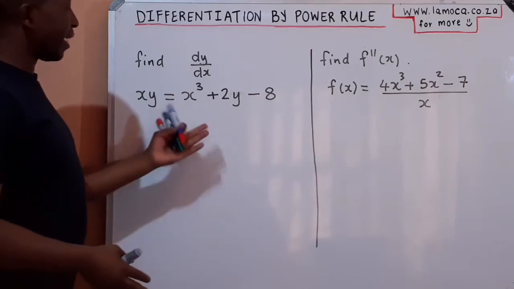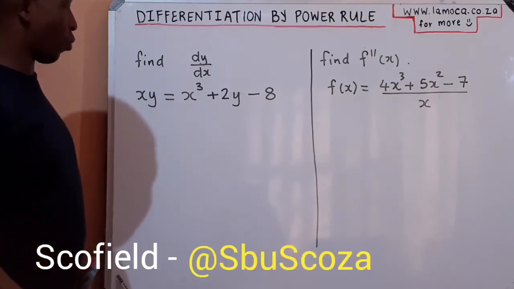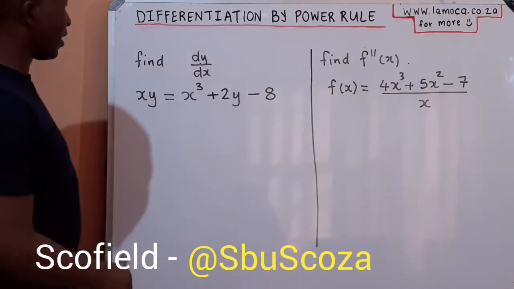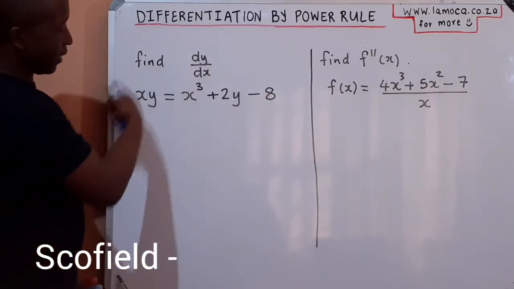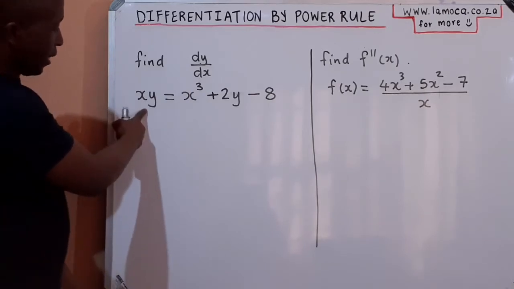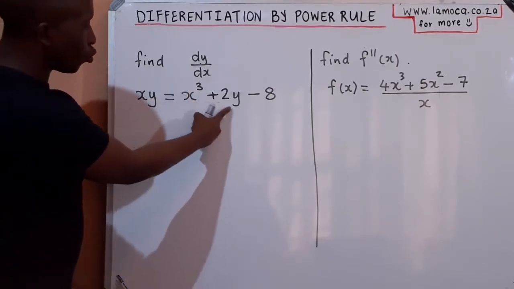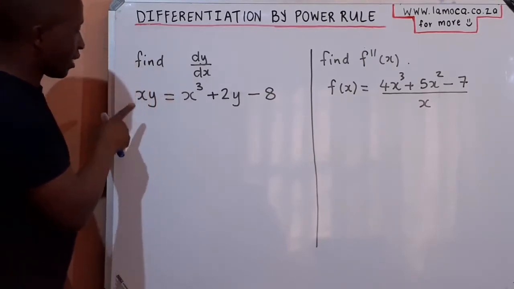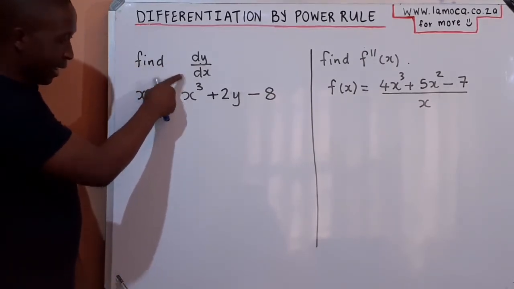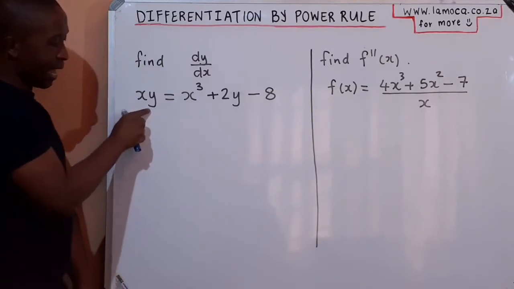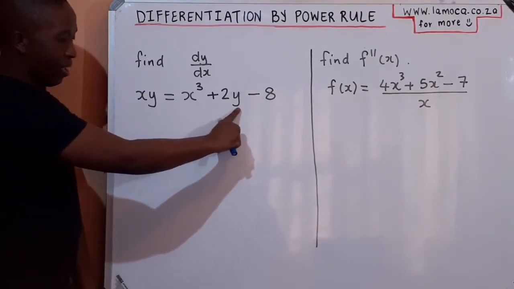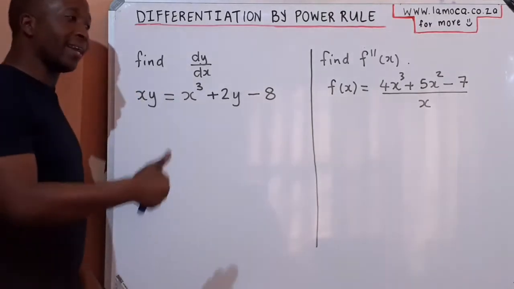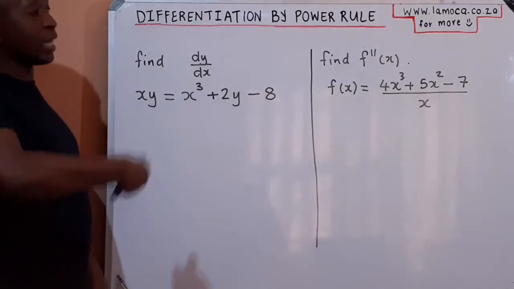Okay, let's take another set of examples where we have to find the derivative using the power rule. In the first example, they say we need to find dy over dx if xy is equal to x cubed plus 2y minus 8. You will notice that there is a y here and another y there. So the simplification requires you firstly to make y the subject of the formula before you can even attempt to find dy over dx.